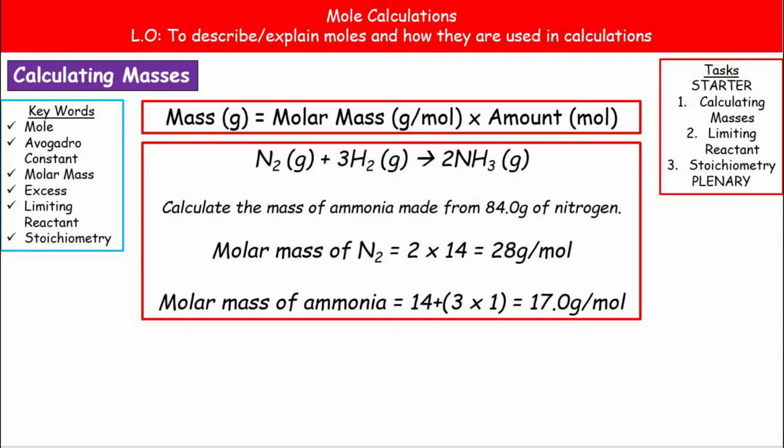So to work out the molar mass of nitrogen, which has got the formula N2, get the periodic table out, look up the relative atomic mass for nitrogen, and you'll find it's 14. Because we've got two nitrogens, we do 2 times 14, which gives us 28 grams per mole. And then we do the same thing, but for ammonia, which has the formula NH3. So nitrogen is 14, and we've got 3 hydrogens, so we need to add 3 times 1 onto our 14, and that gives us 17 grams per mole. So that's our first stage, working out the molar mass of the 2 relevant chemicals.